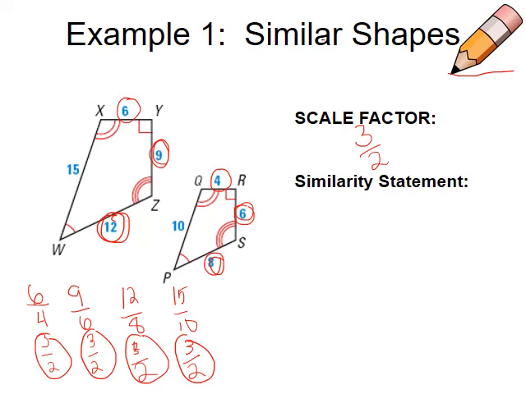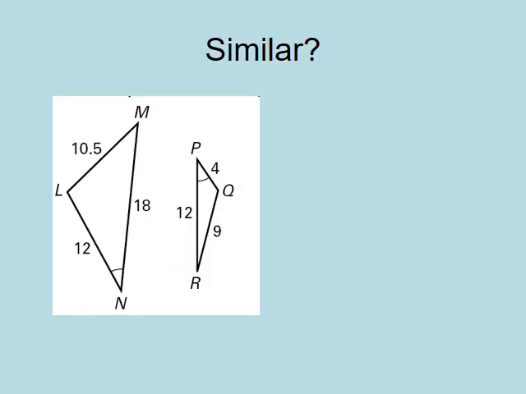And just like we had a congruence statement for congruence, now we're going to have a similarity statement. So I'm going to say quadrilateral XYZW is similar to quadrilateral QRSP. This symbol means similar to, if you want to mark that. This example you don't need to write in your notes, but we can just talk about it.